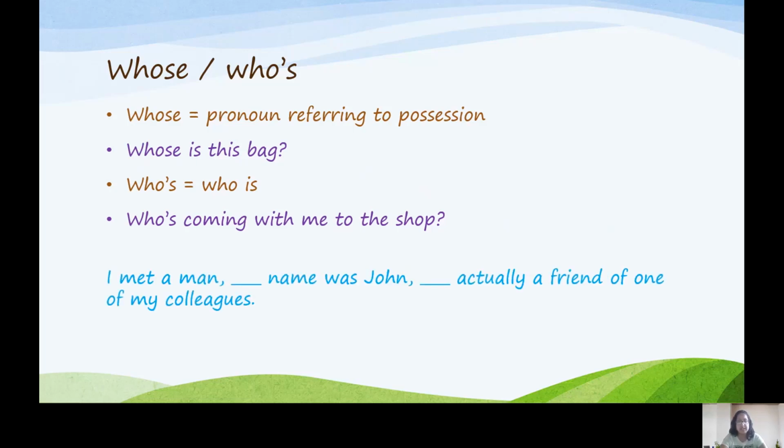Look at this sentence. Which one goes in each space? So the first one, I met a man whose name was John. It is his name. Who's is actually a friend.